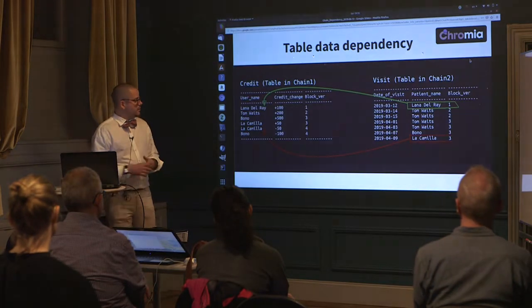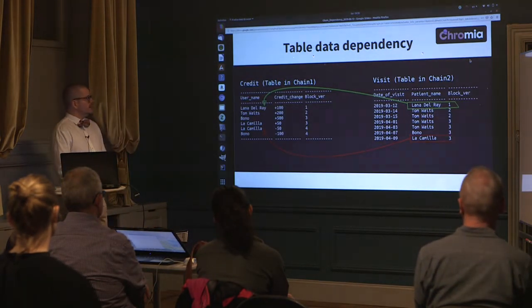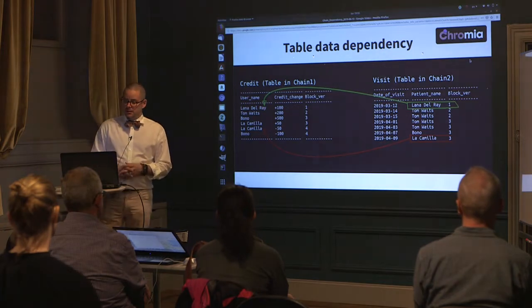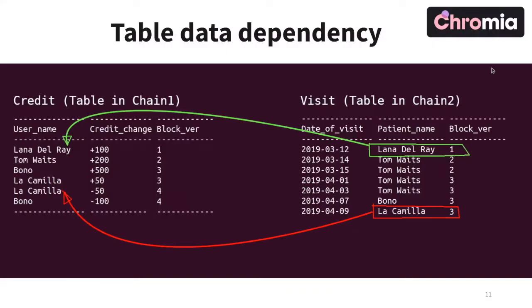To become a little bit more practical, we're going to look at one example where from the first chain we have a table called credit, and from the second chain, the Health Chain, we have a doctor's visit table.